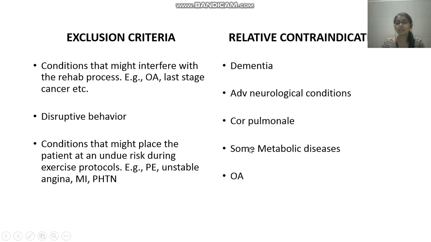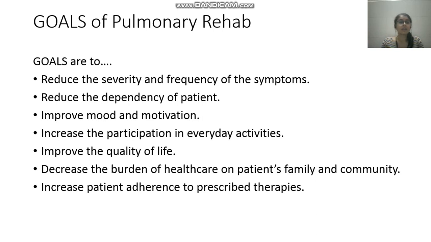Some metabolic diseases like diabetes, or musculoskeletal metabolic disease like osteoarthritic, osteopenic patients. So all those are relatively contraindicated, although some components you can take. Okay. Now what are the goals of pulmonary rehabilitation?